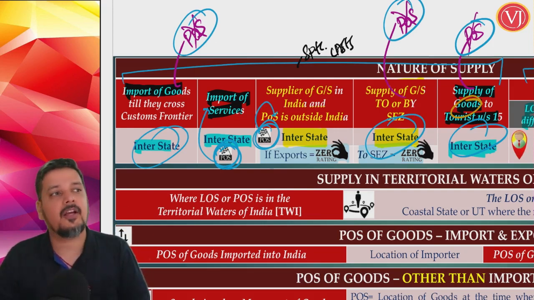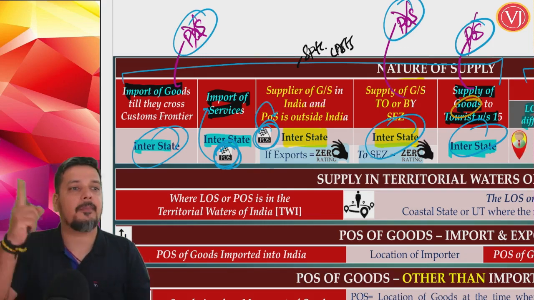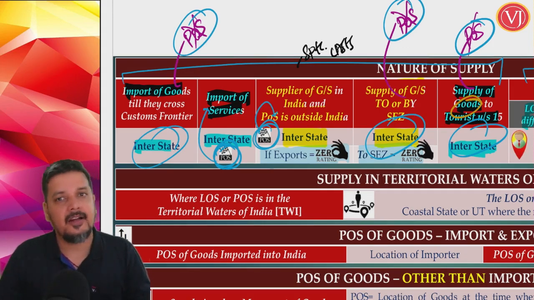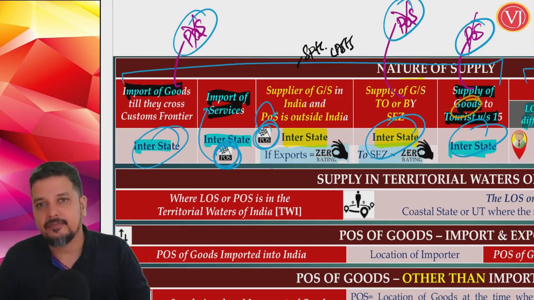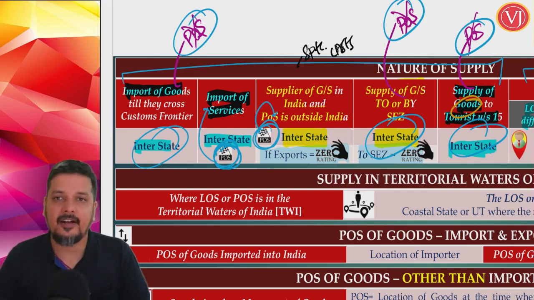Secondly, location of supplier in India, place of supply outside India. It is an IGST transaction, interstate supply. But for that you have to find out the place of supply, and that should be outside India. Are you guys clear with this entire understanding?